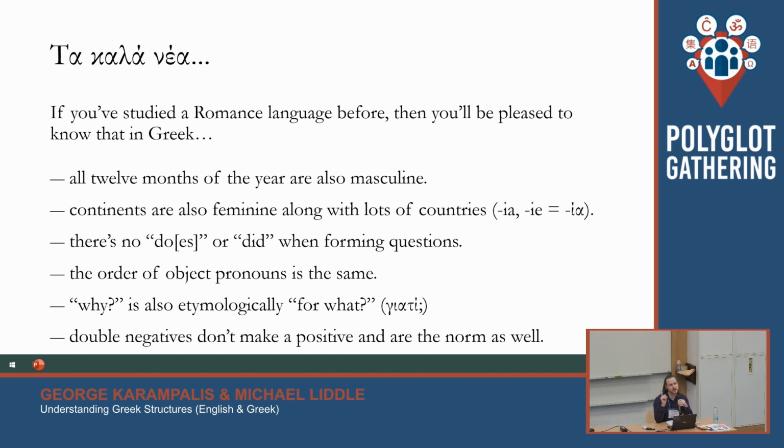So note the change in stress here. Italia, but Italía in Greek. And this is the same pattern that occurs throughout. So Γερμανία, Γαλλία, Σουηδία, Νορβηγία, κτλ. Ωραία. Okay, so when asking a question, no need for do, did, at last.